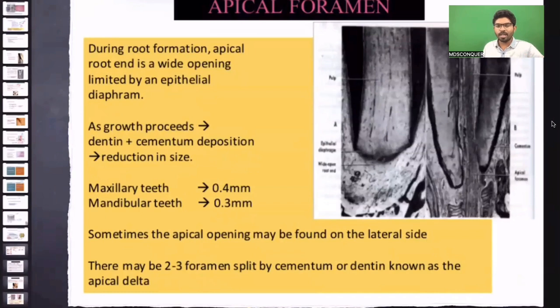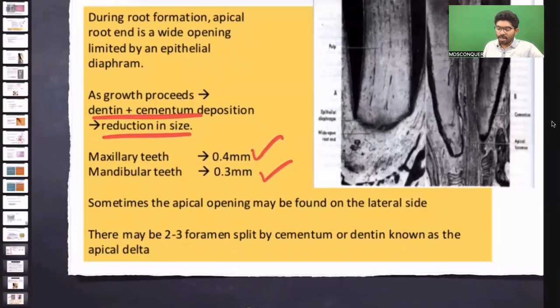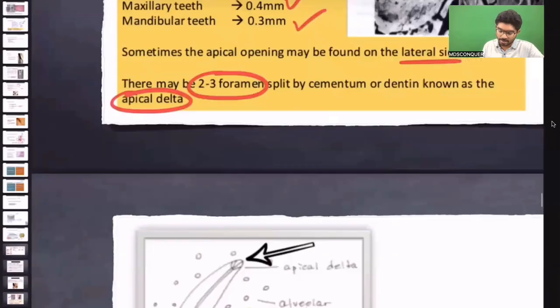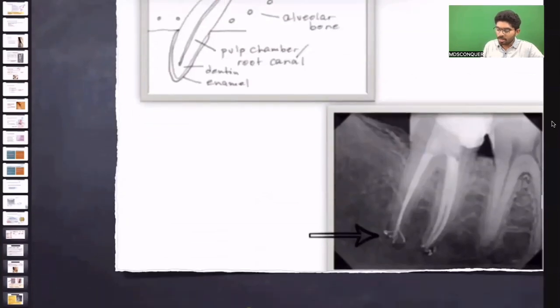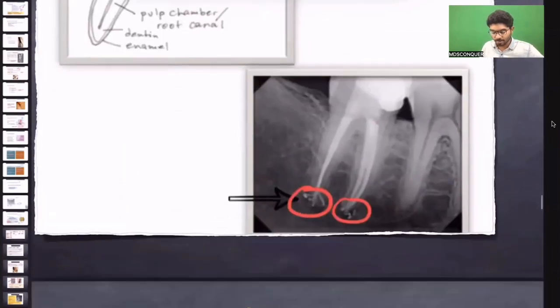The concept of apical foramen was already discussed, right? Apical foramen, where enamel and dentin deposition occur. As age increases, the apical foramen size decreases. The size will be more in the case of maxilla, that is 0.4, and less in the case of mandible, that is 0.3 millimeters. Apical foramens are not mandatory to be present in the center. They can be present in the lateral, that is called eccentric. Sometimes 2 to 3 apical foramens are present. That is called apical delta, already discussed. So this is how apical delta will be, and upon proper obturation, you can fill your apical delta like this.